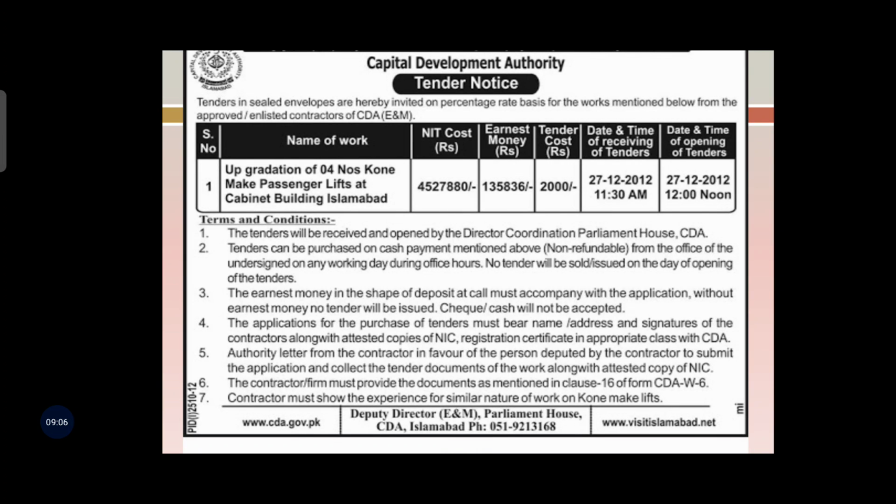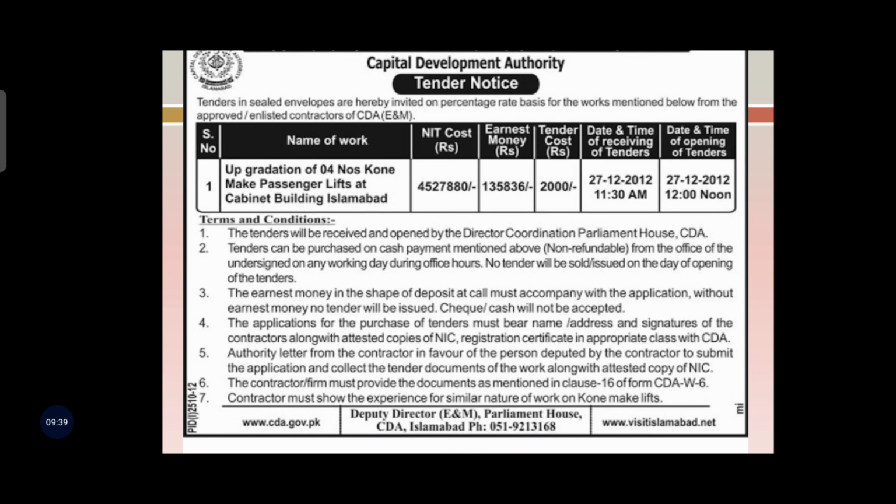Then received by the Director Coordination, Parliament House, CDA; all this is properly mentioned here. The contractor's earnest money is deposited by a company with the application. Without earnest money no tender will be issued. Then check and cash will not be accepted. Then the application to purchase the tenders must bear name, address, signature; all this has to be given by them. Then registration certificate class with CDA.